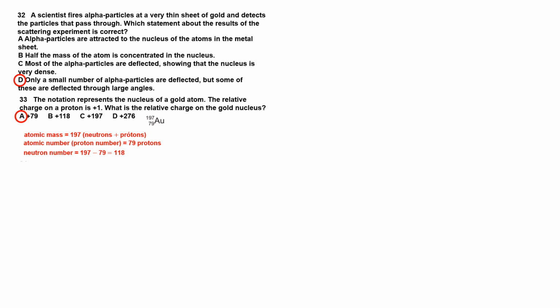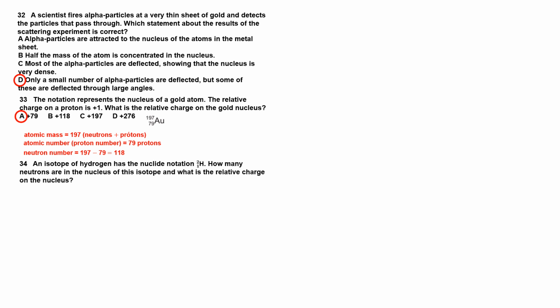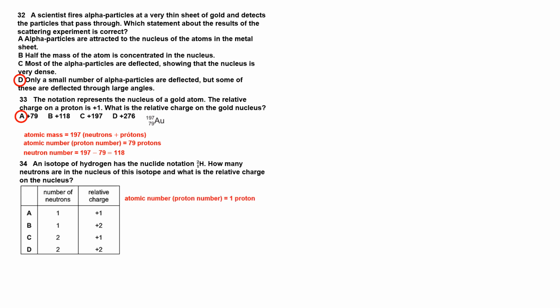Question 34. An isotope of hydrogen has the nuclide notation. How many neutrons are in the nucleus of this isotope, and what is the relative charge on the nucleus? This exercise is almost the same as the previous one. The number of protons is the atomic number, and the number of neutrons is the mass number minus the number of protons. The nucleus of the hydrogen isotope has 1 neutron and a relative charge of +1.